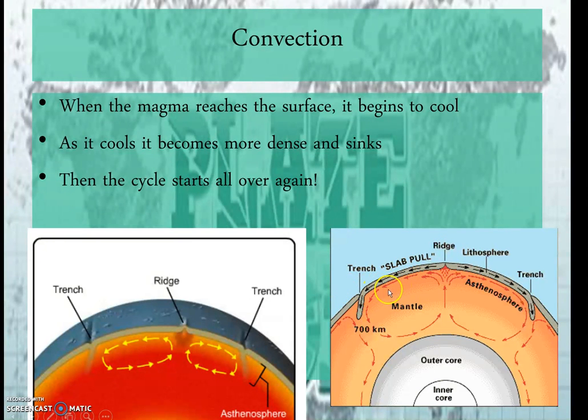And then the opposite part is when the molecules reach the top of the Earth, they cool down because where we live up here on the surface of the Earth, it's cooler. When the magma reaches the surface, it begins to cool. That's because it becomes more dense. The molecules move closer together and it sinks. Then the cycle starts all over again. So the molecules become warmer, heat up and rise, become cooler, more dense, and sink. This cycle can take millions of years, so it's not happening very quickly.